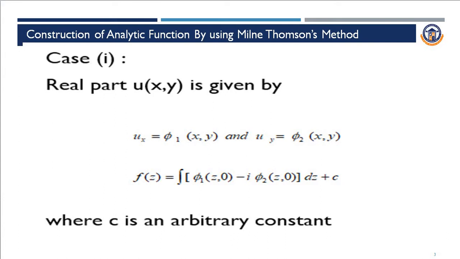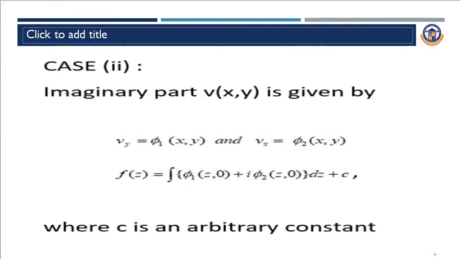Here we have to put z for x and 0 for y. Then you can get phi 1 of z comma 0 and phi 2 of z comma 0. The phi 1 of z comma 0 value you can get from ux and the phi 2 of z comma 0 value you can get from uy. Here c is an arbitrary constant. Next, let us see the imaginary part.